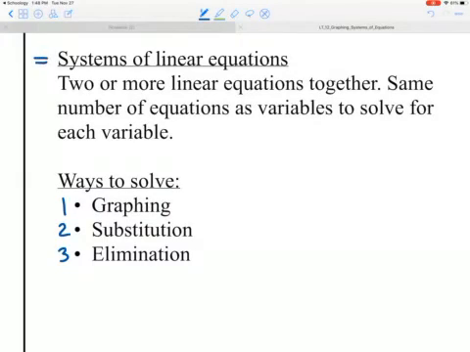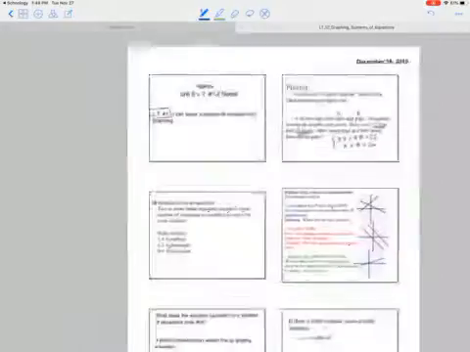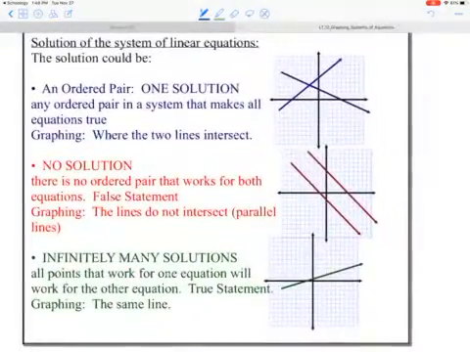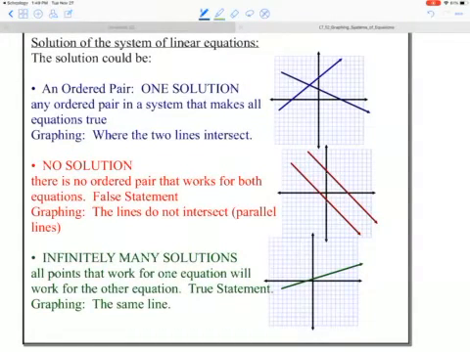So what is a system of equations? It's 2 or more linear equations together, the same number of equations as variables, and then you can solve for each variable. When you graph a system of linear equations, you will get one of these 3 different situations. You will get an ordered pair, and that tells you you have one solution. Where the 2 lines intersect will give you one solution. It is the point that both lines share. So that ordered pair right there is the one solution to that system of equations.